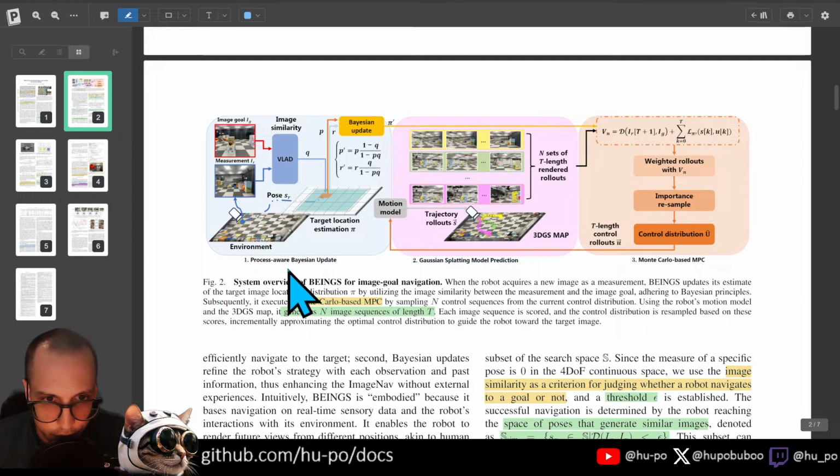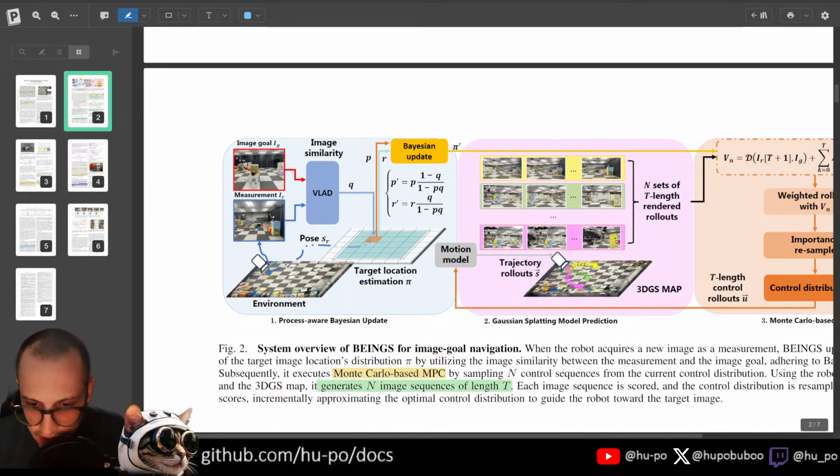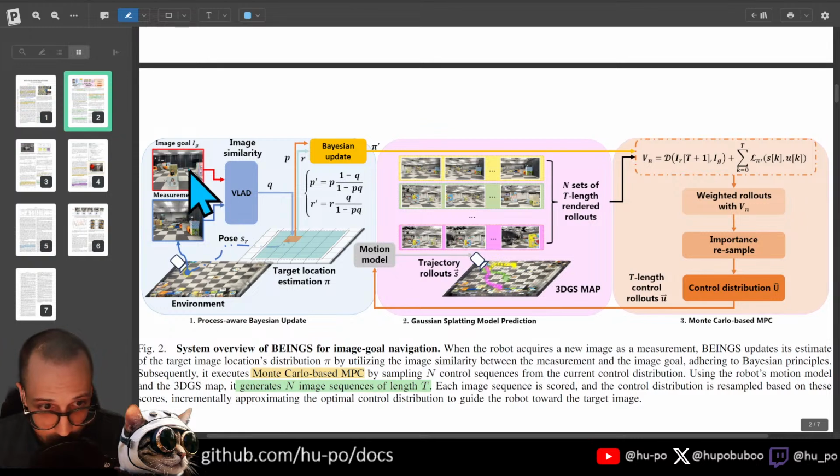So that's pretty much it. You can see here, we can actually look into the figure. You have your image goal, which is like, hey, I want the blimp to get to this position. Here's your measurement, that's your current position. Then you feed it through this model, which is going to tell you these images are very different, or these images are not different at all, which means that they're very close. You must be close to the target location. That's going to give you some location within your static scene, and then you can effectively path plan through that. N sets of T-length rendered rollouts.